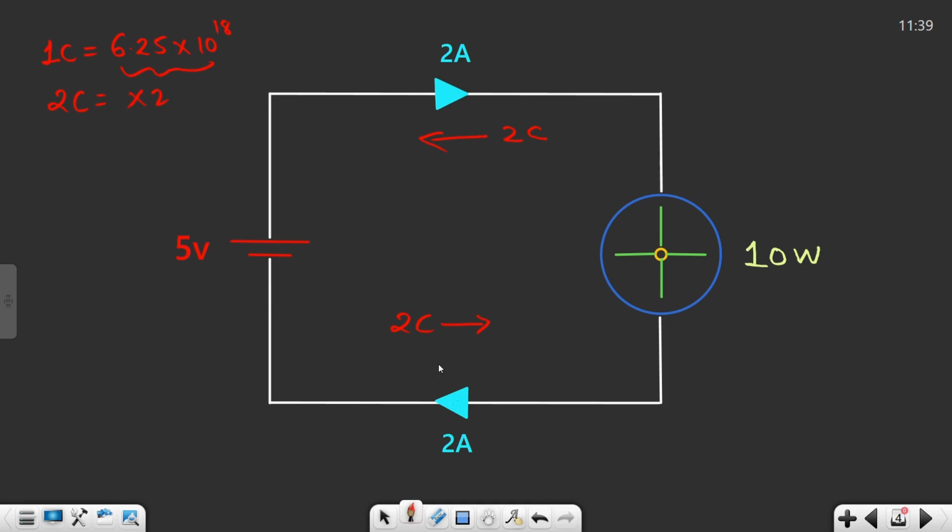Great. So that means this many electrons are coming towards the fan, and the moment they come towards the fan, they are losing how much? They are losing 10 joule of energy. I hope you are able to understand that. They are losing 10 joule of energy per second. This is what it means.